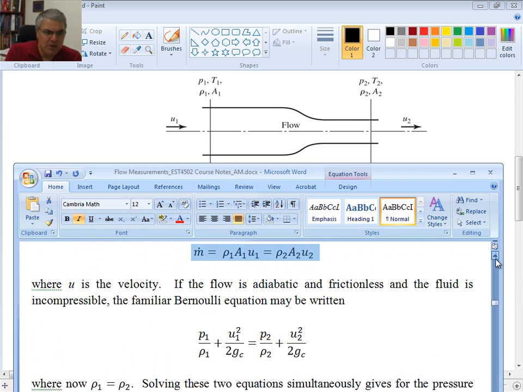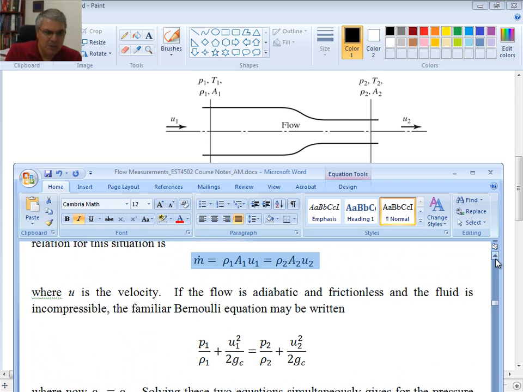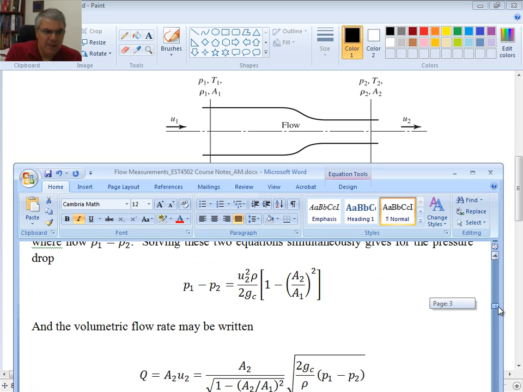We're going to solve these two equations simultaneously to get the difference in the pressure. We calculate for the unknown and plug it into that equation. There are two unknowns and two equations, so we can solve it simultaneously with a substitution, and we get to this equation: P1 minus P2 is U2 squared rho divided by 2 GC, multiplied by 1 minus the quantity squared of A sub 2 divided by A sub 1.